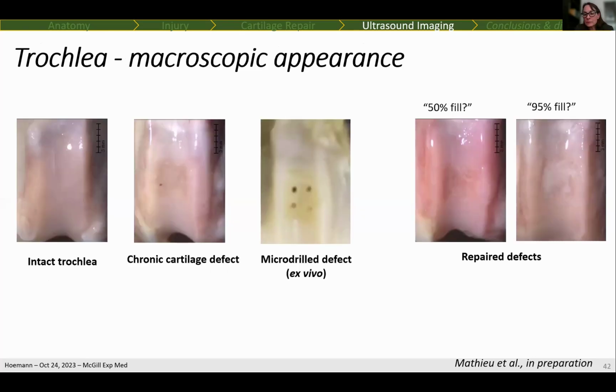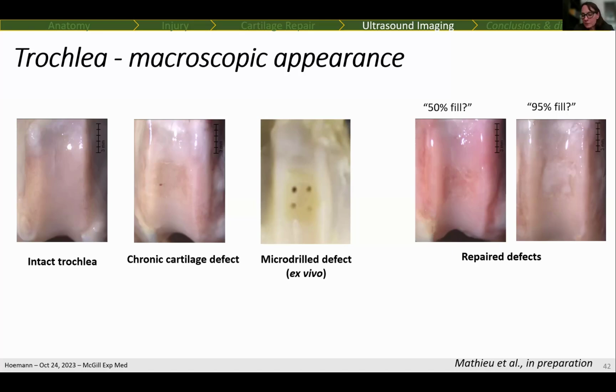So this is the appearance of some of the defects at necropsy. There was an intact trochlea, just for an example, the chronic cartilage defect. The microdrill defect we made ex vivo. We didn't do that in vivo, of course, because the holes would be filled with blood clot if we did. This is something we just drilled outside the body. And then you see the repaired defect.